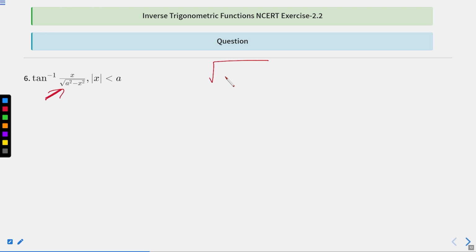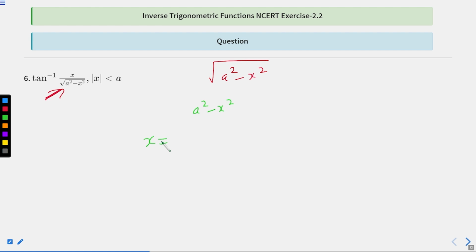So a square minus x square, I do not need this under root. Can you think of anything? So this is a square minus x square. Whenever you see this, what will you do? You will always try to put a substitution.